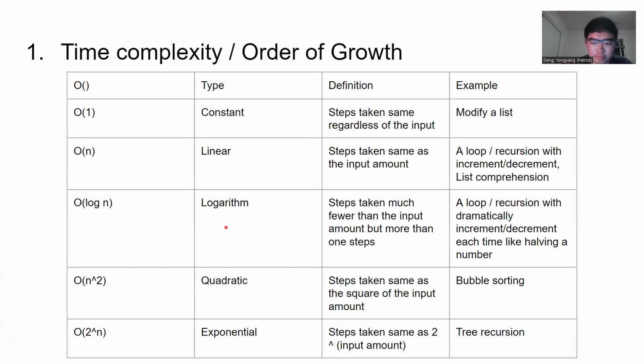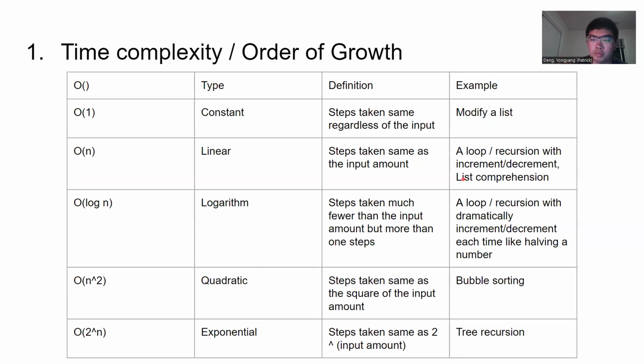And the logarithm is where I have to decrease the counter very dramatically. I'm not just going to minus 1, add 1, minus 1. I'm doing halving, cutting it by half, cutting by 2/3, cutting it by 3/4 or something like that. So the number of operations will drop very dramatically as the amount of input gets larger. It is still increasing, it will not decrease, but as the input gets larger, it will be much, much smaller than the linear type of time complexity.